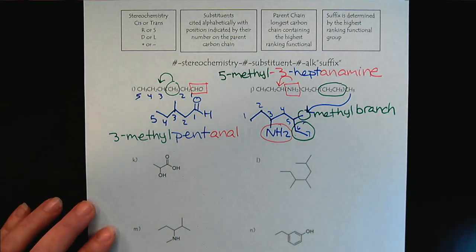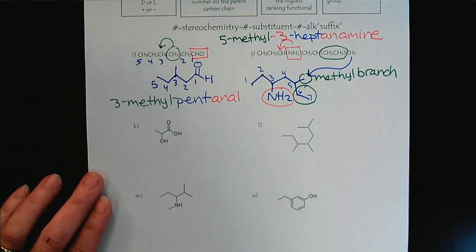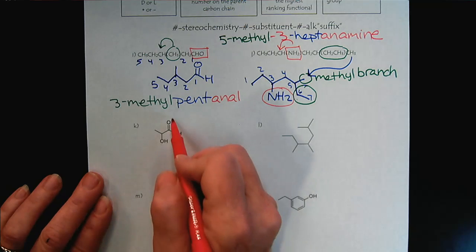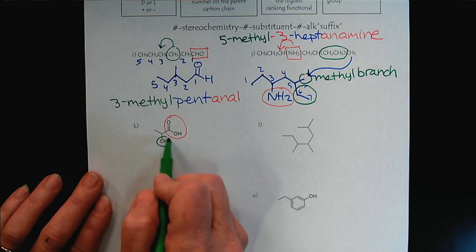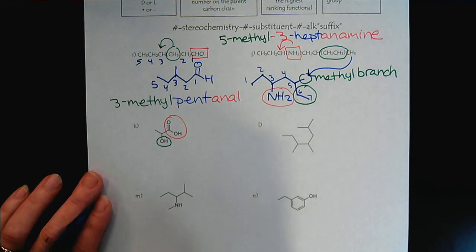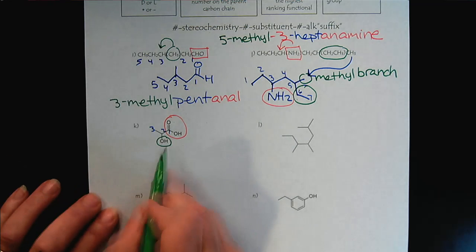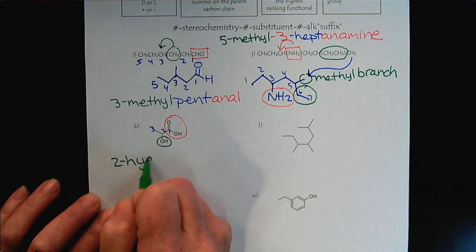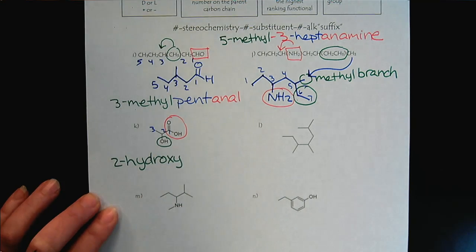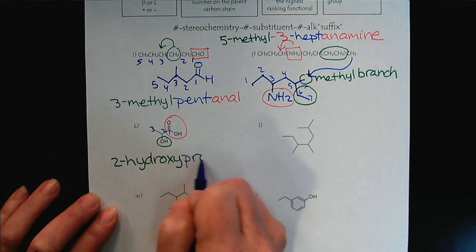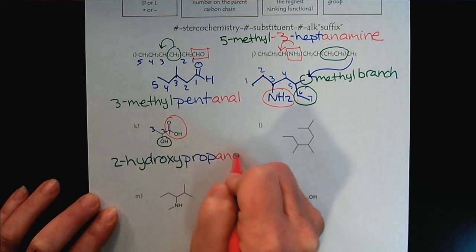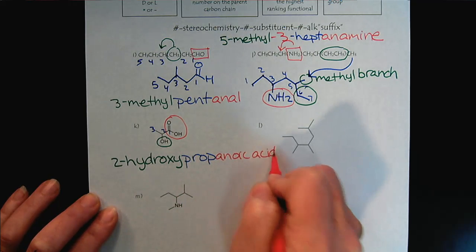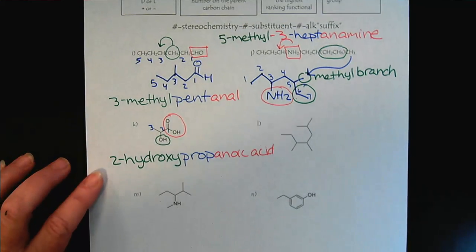Okay, so let's keep working our way through these other examples so that we're experts at nomenclature. The carboxylic acid is the highest ranking group, and notice in this case it has a hydroxy substitution. We have a 3-carbon chain. So the hydroxy group is coming off of carbon 2, 2-hydroxy. We have a 3-carbon chain, prop, and then for carboxylic acids, anoic acid. All right, so that's the name for K.